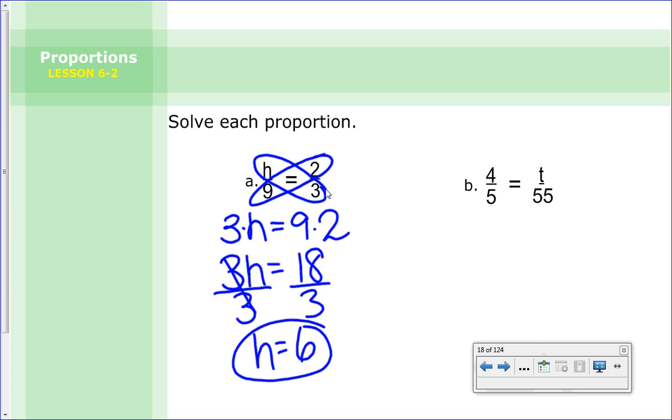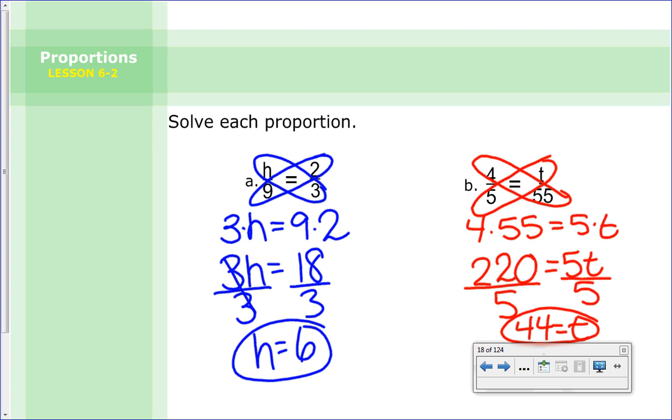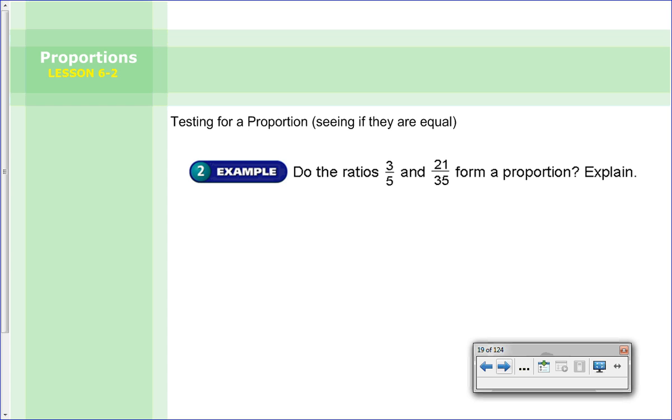In b, I have to do the same idea. 4 times 55 is the same as or equal to 5 times t. Well, 4 times 55, I believe, is 220. And then that is 5t. Divide both sides by 5, and you get t is equal to 44. And that would be your answer. So go ahead and just make sure you have the right answer. And that'll tell us if we're ready for the next section.